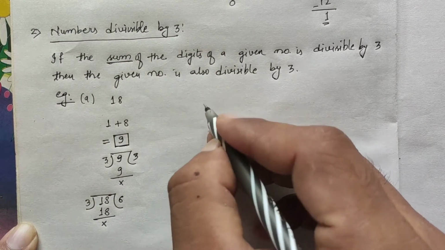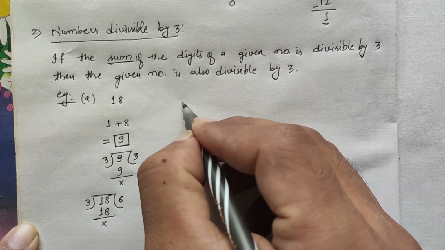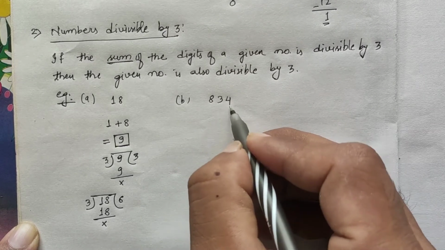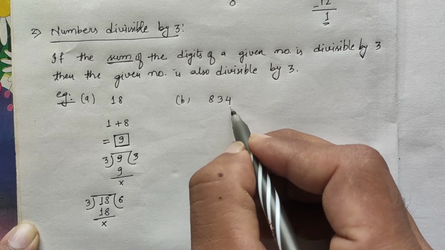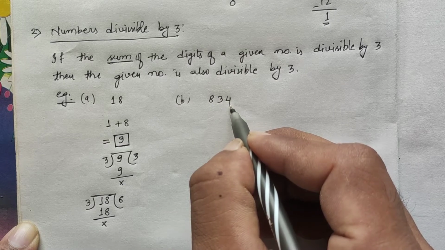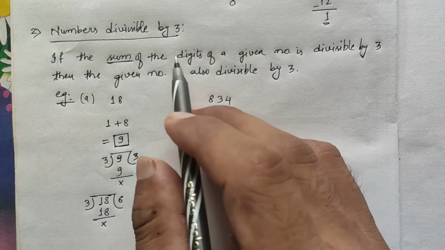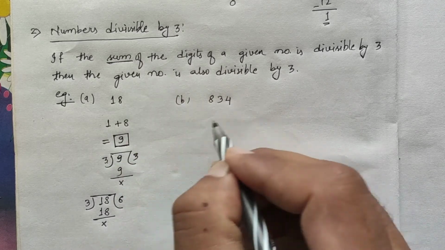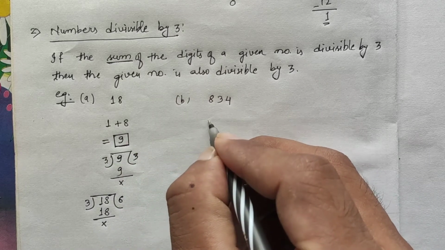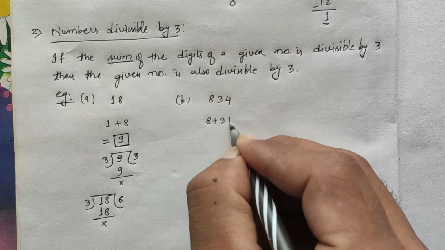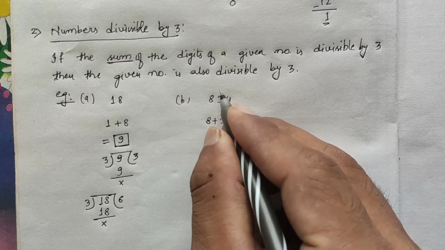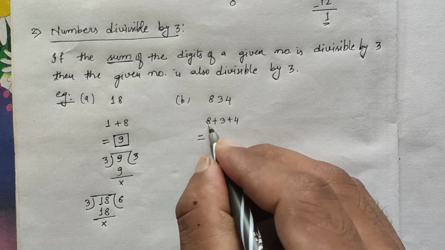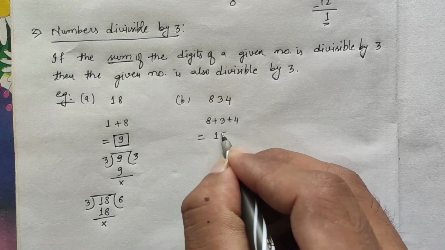Let's take another example like 834. Because its last digit is even, we don't have any rule for even or odd for this 3. We have to see the sum of the digits. So let's add all the digits: 8 plus 3 plus 4, ones place digit, tens place digit, hundreds place digit. So their sum is 15.